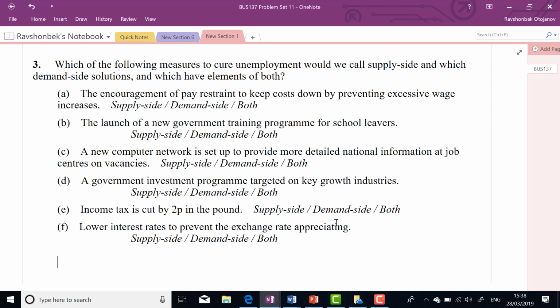So, lower interest rates to prevent the exchange rate appreciating. What's this now?